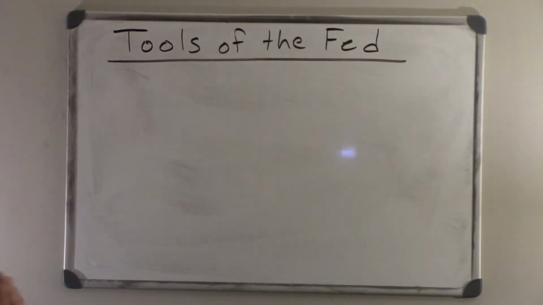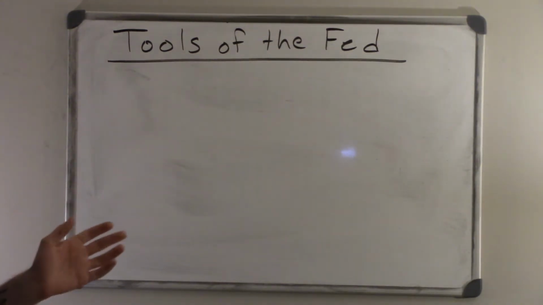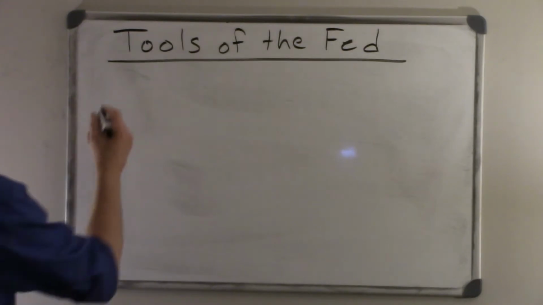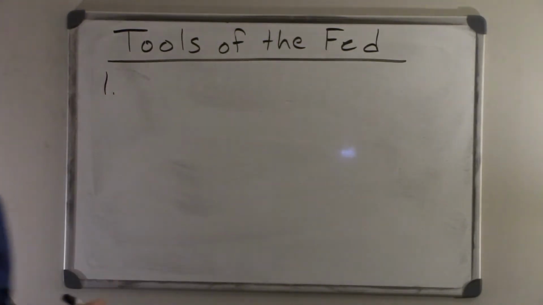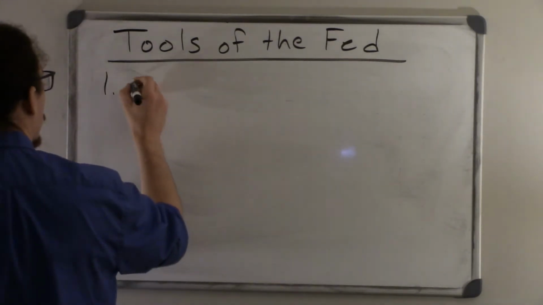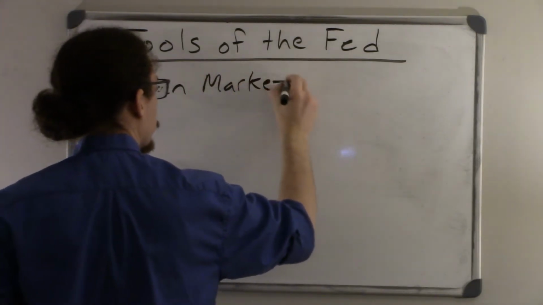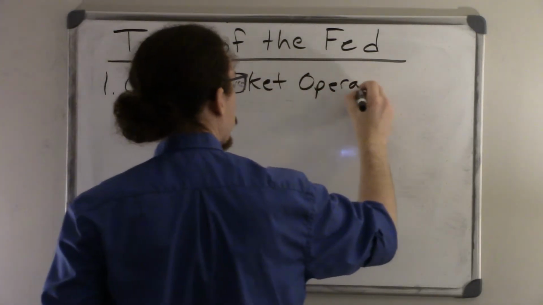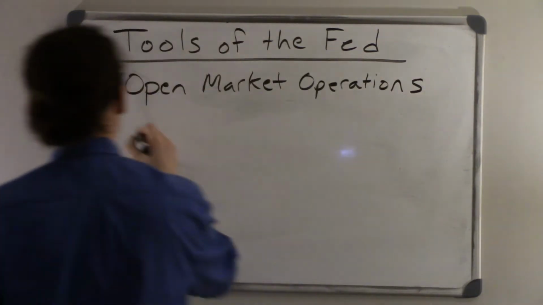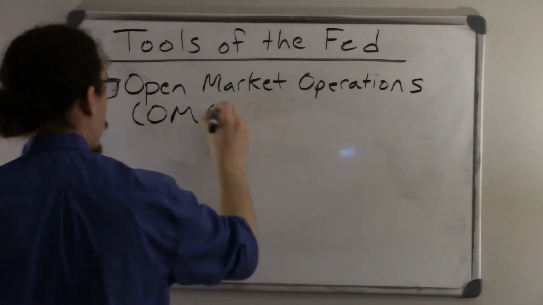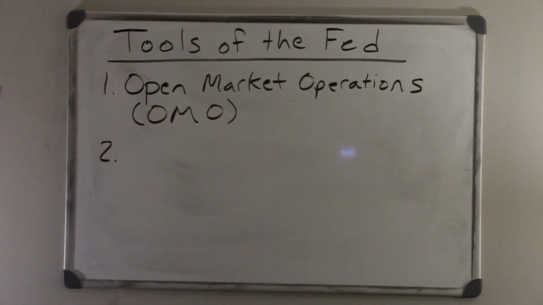These are the big ones for the Fed. These are the things that they are going to use in order to try to manipulate the macroeconomy. All right, so the first tool of the Fed that we'll talk about is called open market operations. We will be abbreviating it as OMO.